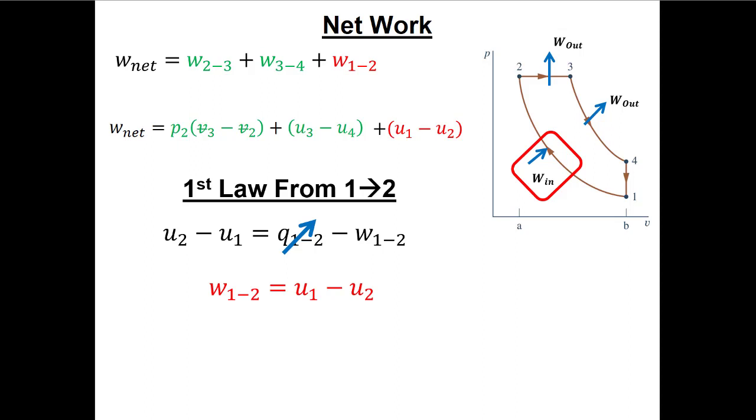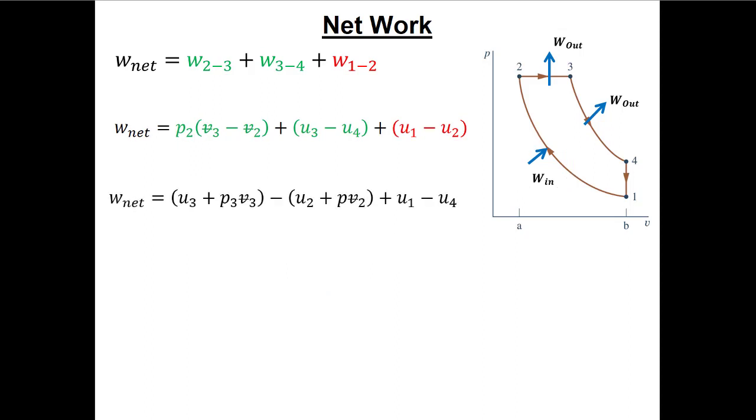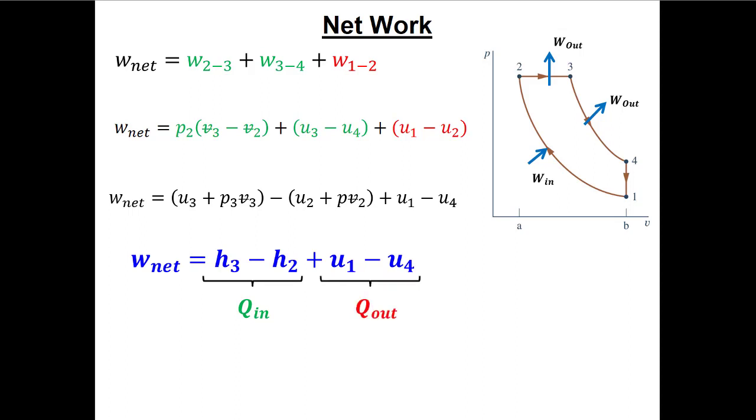Now again, I can use this equation for net work, or this is net work per unit mass, right? Or I can collect terms by their state number. And if I collect terms by their state number, I'll see again that those state points that touch the horizontal line have a U plus a PV term. So I can turn those points that are on the horizontal line into H's, again, because H starts the word horizontal. I can remember that h3 minus h2 is q in, and u1 minus u4 is q out.